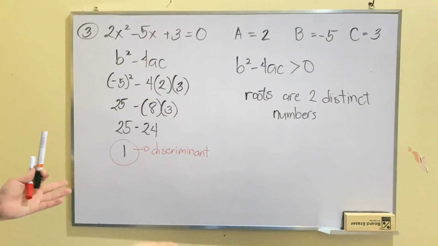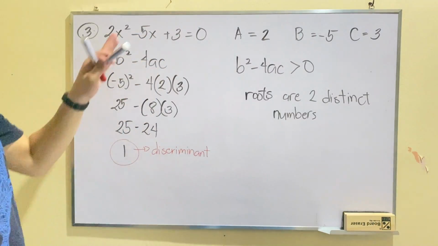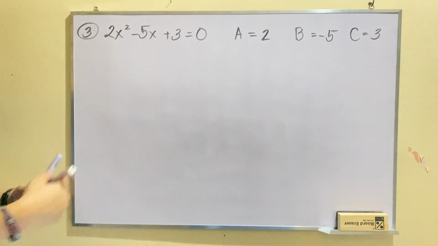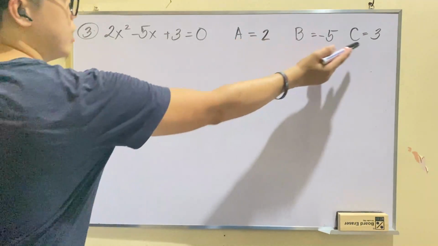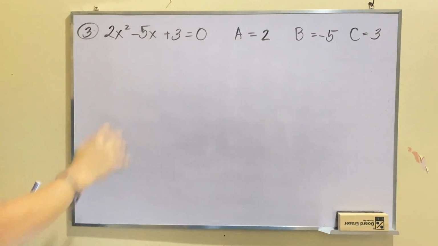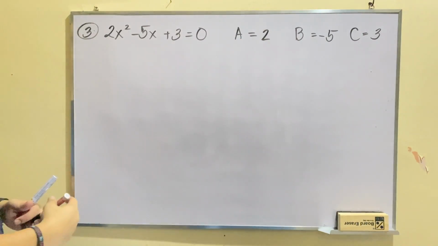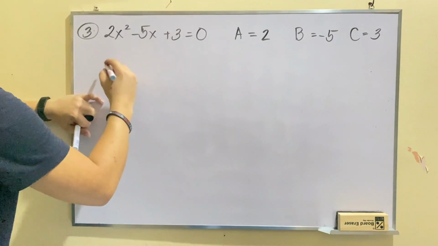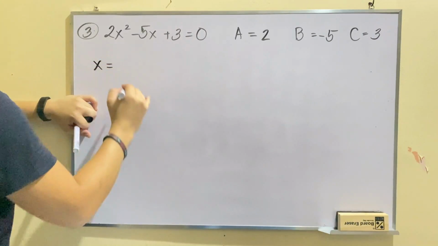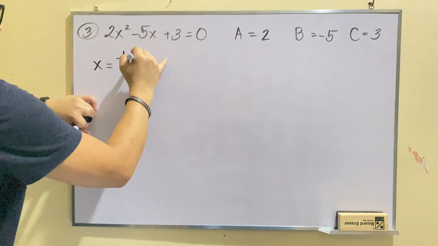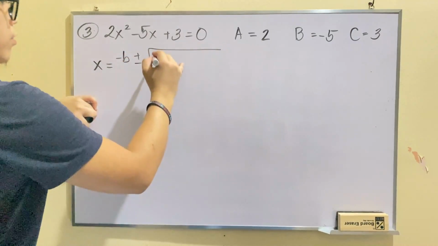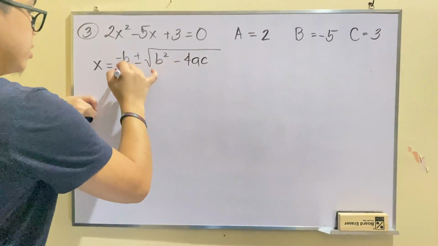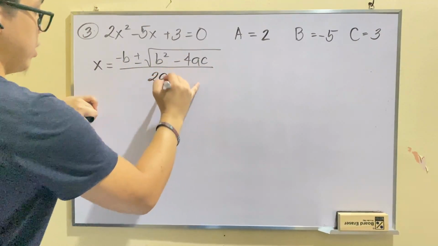Paano natin papatunayan? Of course, solve natin kung ano yung value ng x1 at x2 dito sa equation. Okay, so meron tayong value ng a, b, and c. So para makuha ang value ng x, ang gagamitin natin, pinakamadali, is quadratic formula, which is x is equal to negative b plus or minus square root of b squared minus 4ac divided by 2a.